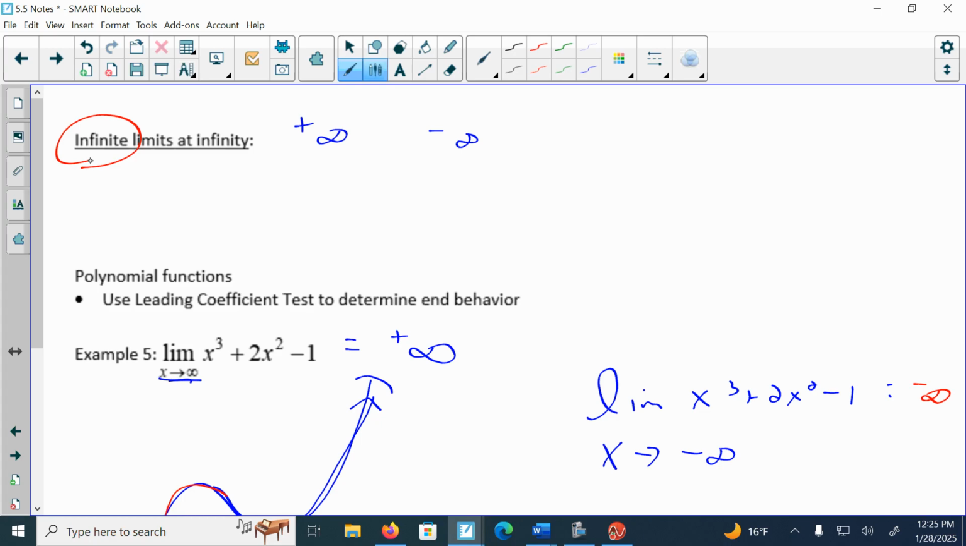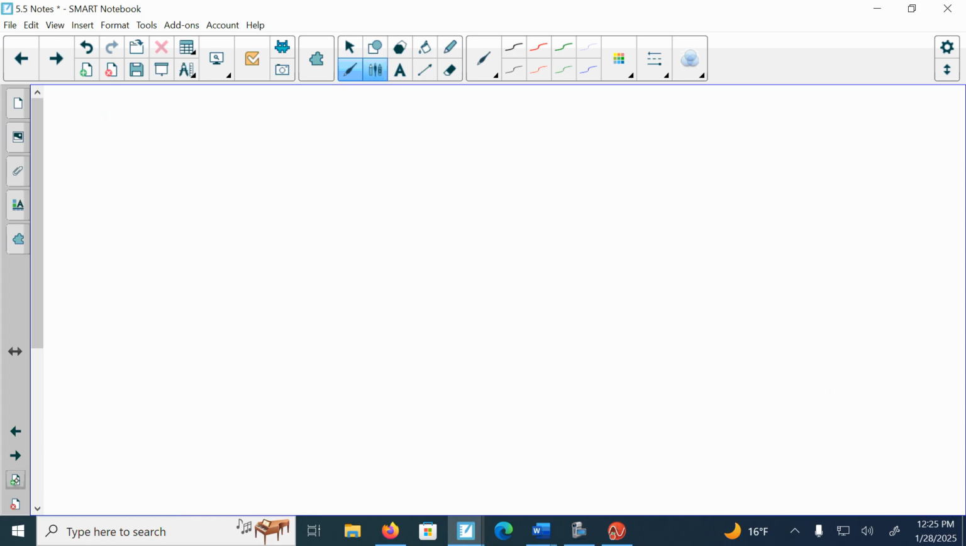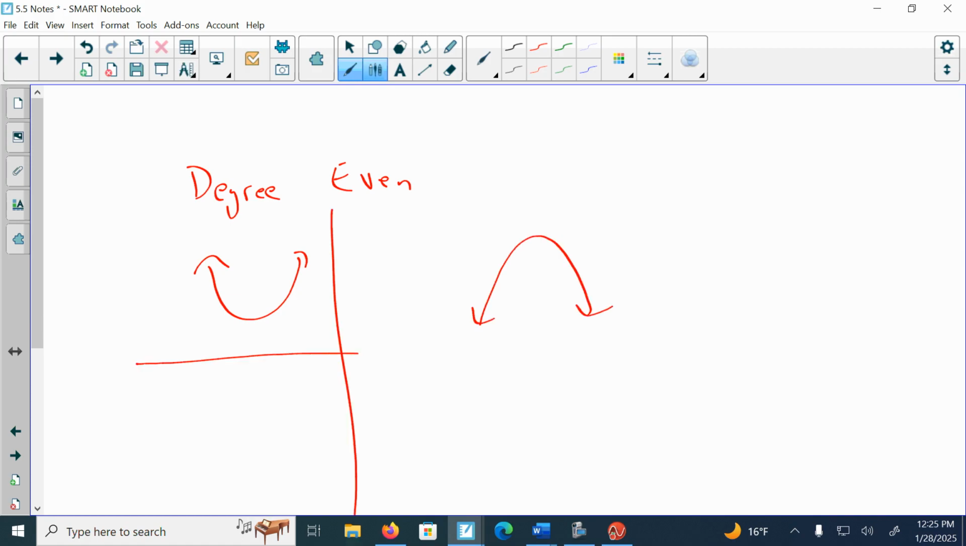And then just remember, we talked about even and odd functions. So if your degree is even, that means you end both up, like the parabola, or you end both down. Both up happens when my lead coefficient is positive, and both down is what happens when my lead coefficient is negative.